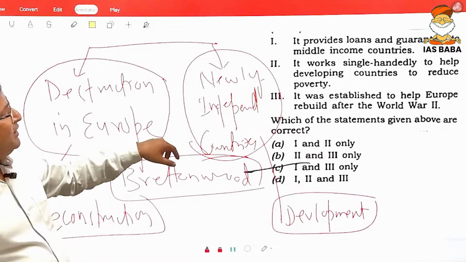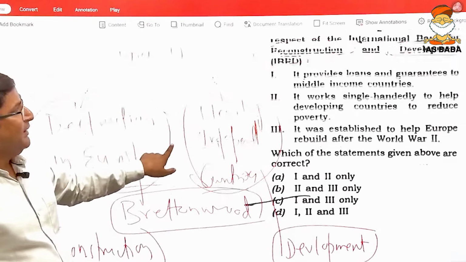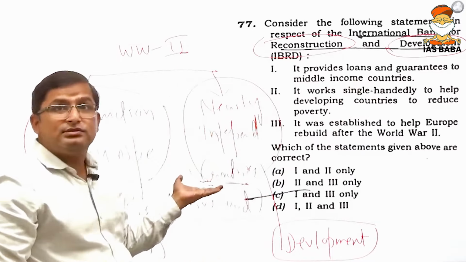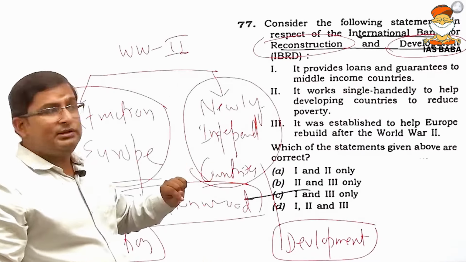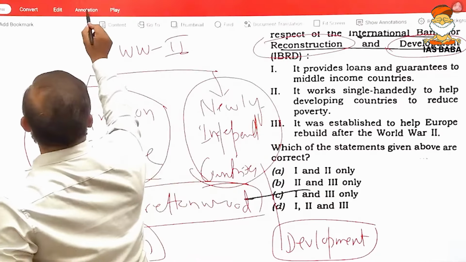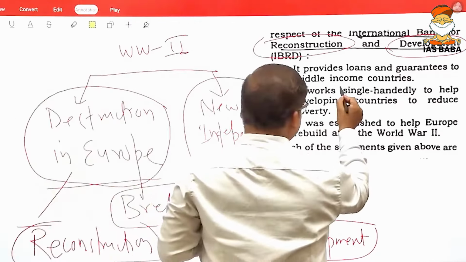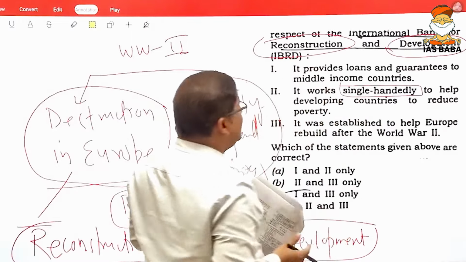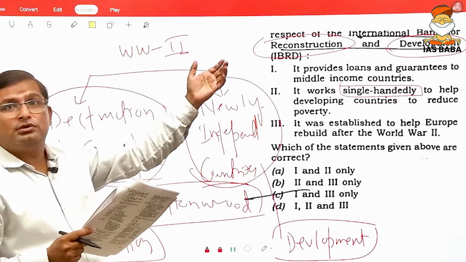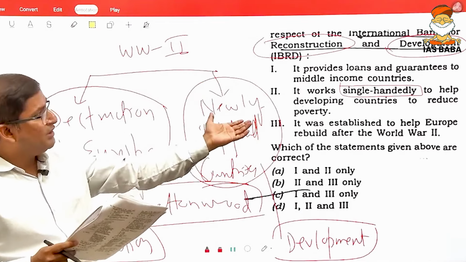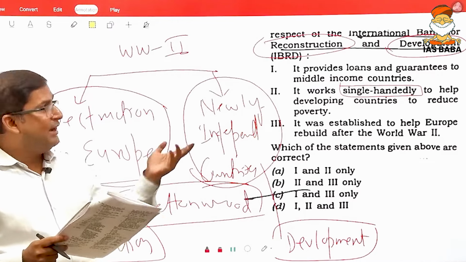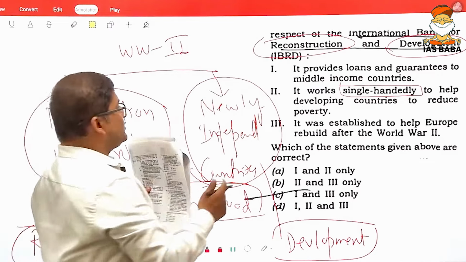So the International Bank for Reconstruction and Development provides loans and guarantees to middle income countries, meaning developing countries, to give loans for their development. It works single-handedly. That is the catch. You can also eliminate by using this: single-handedly to help the developing countries to reduce poverty. Single-handedly means all alone. There are many institutions working to reduce poverty in the developing countries apart from the World Bank, IBRD. So this statement is wrong.